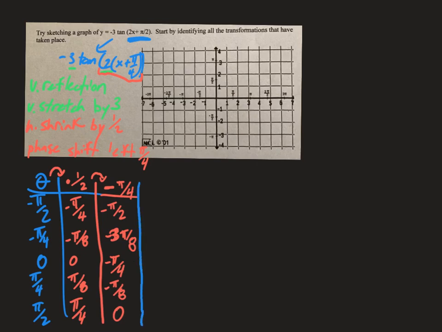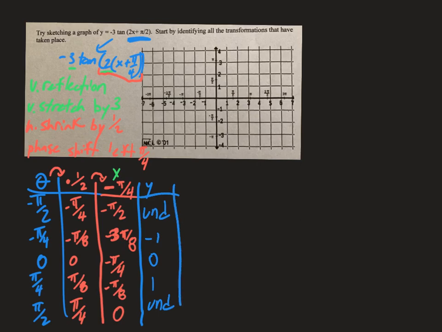Let's label these as being our x coordinates, and let's move on to the y coordinates now. So my y values, same pattern I've been using before, right? Undefined, -1, 0, 1, and undefined.